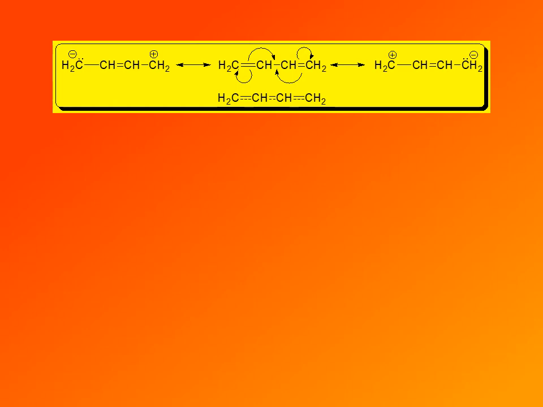Of course, the middle structure is the lowest energy, the most stable, so it contributes the most to the overall resonance hybrid, but the other two also have considerable contribution. Note, when terminal carbons are considered, in each structure, each terminal carbon is in one structure positive, in one neutral, and in one negative, which means that they don't carry any partial charge.